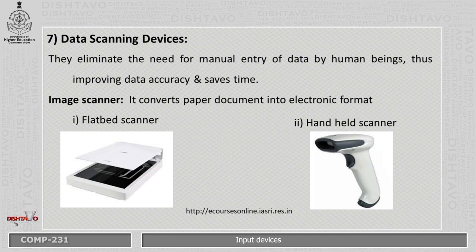Next is the data scanning devices. They eliminate the need for manual entry of data by human beings, thus improving the accuracy of that data. Just like an image scanner, it converts our hard paper documents into electronic format. Examples are the flatbed scanner and the handheld scanner.